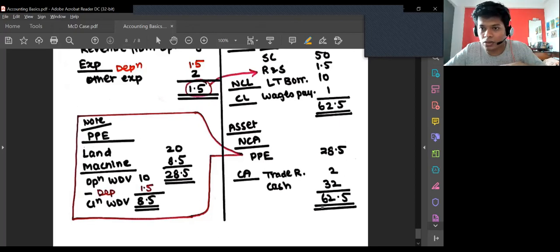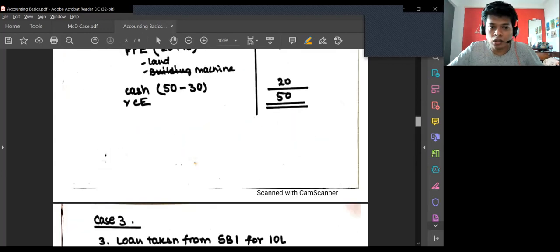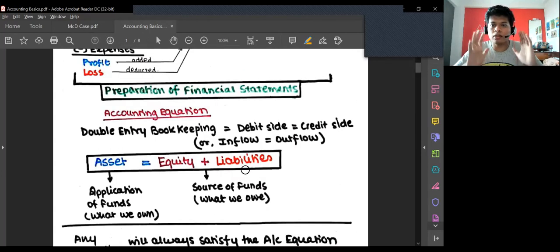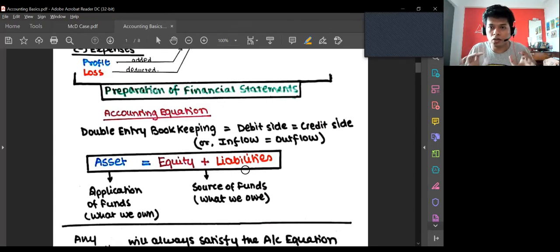Trade receivable to cash too. There's no impact on cash in the depreciation. So again, 62.5, 62.5, it's again the same. Okay, so you see, whatever happens, ultimately, I'll go back to my initial slide again. Whatever will happen will always follow the accounting equation. Okay, whether you see it as debit credit, whether you see it as inflow outflow, whether you see it as asset equal to equity plus liability, any equation you put it in, always the left hand side will be equal to the right hand side.